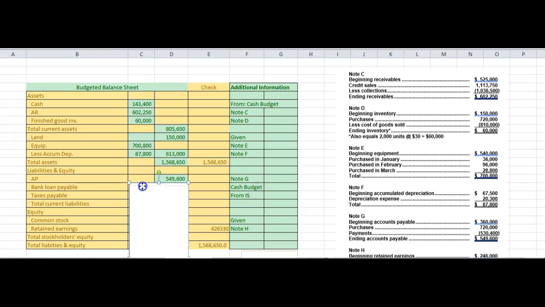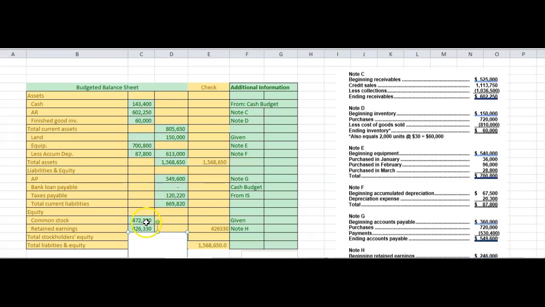So then you could proceed down with the accounts payable, which you will find on note G. The very ending is $549,600. There was no bank loan. You paid it off, remember, from the budget. You had taxes payable from the income statement of $120. You calculated that. And that gives you current liabilities, if you add those up, of $669,820.